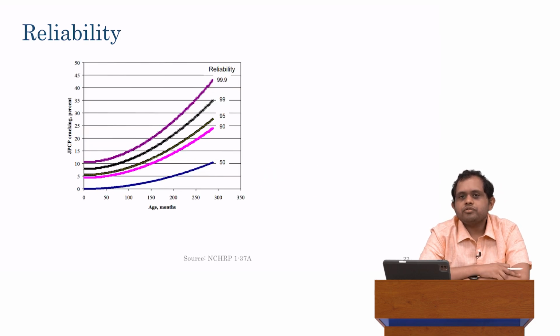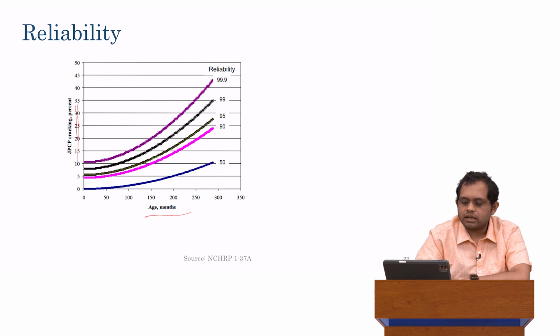Why is it important to fix the reliability? Well, what I have over here on this graph is, on the x-axis is the age in months, the y-axis is the predicted JPCP cracking. This is the 50% reliability line down here. If we see, as we increase the desired reliability, the amount of JPCP cracking is increasing.